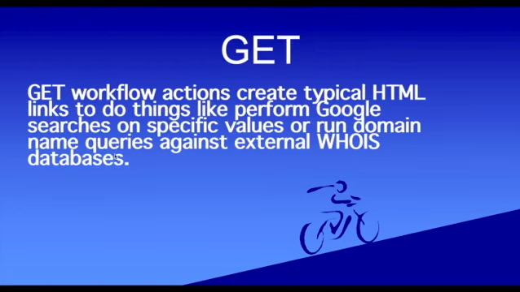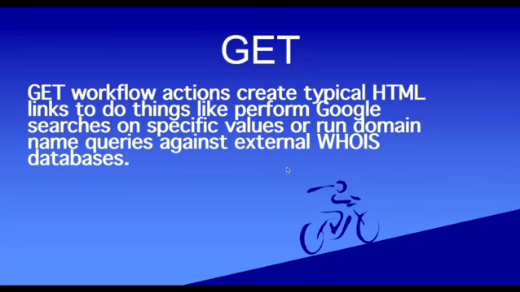A get workflow action creates a typical HTML link to do things like perform a Google search on a specific value or run a domain name query against an external whois database. This we can achieve through get. That simply means we are getting some information from outside Splunk, the external whois database.